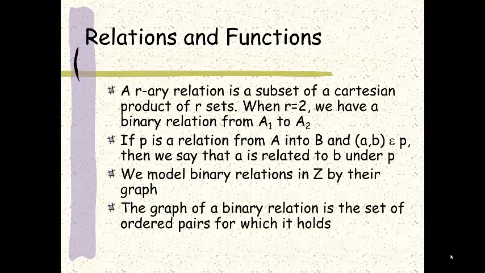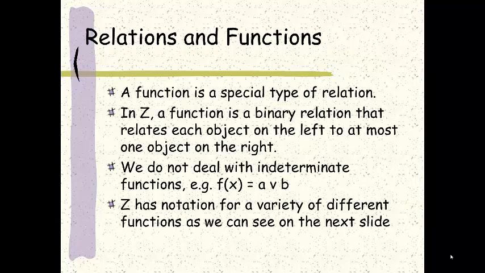So an n-ary relation is a subset of a Cartesian product of n sets. Now, when n is equal to 2, we have what's known as a binary relation. And if P is a relation from A into B, and (a, b) is a member of P, then we say that a is related to b under P. And we can model binary relations in Z by their graph. The graph of a binary relation is the set of ordered pairs for which it holds. And this is a slightly different use of graph than you've encountered most of the time. And you may recall it from discrete math, since we did use it there.